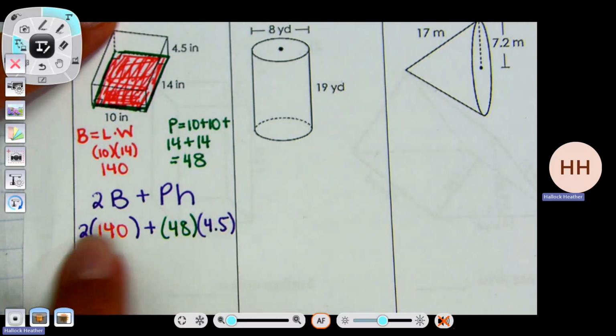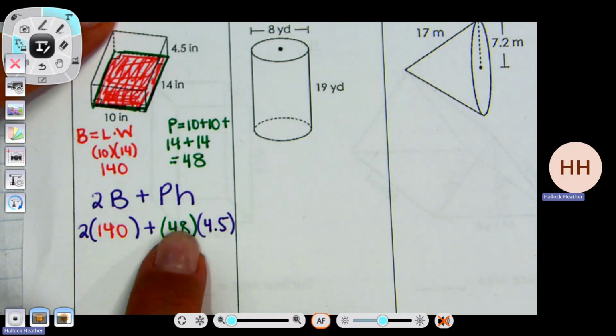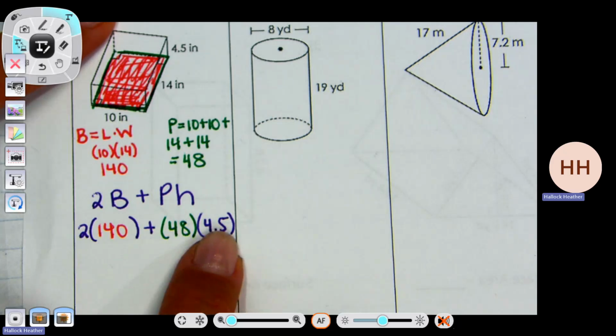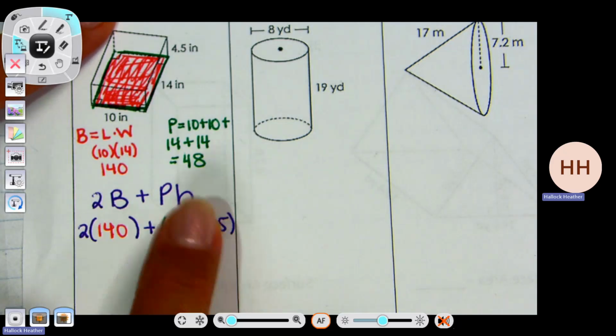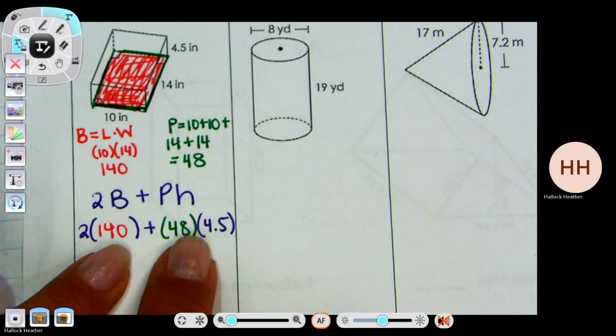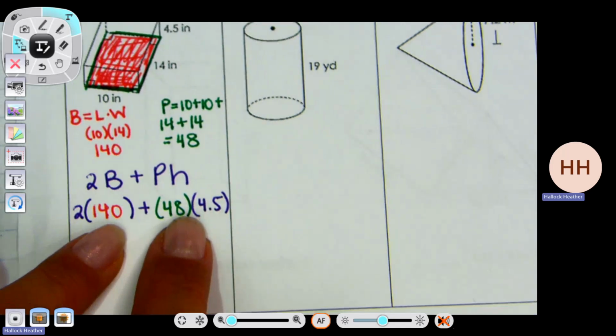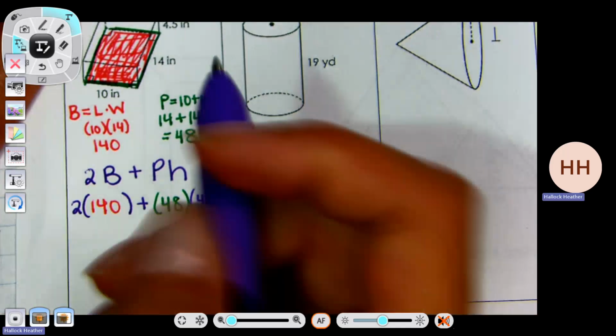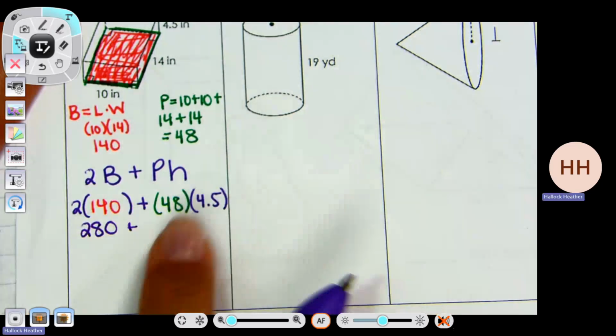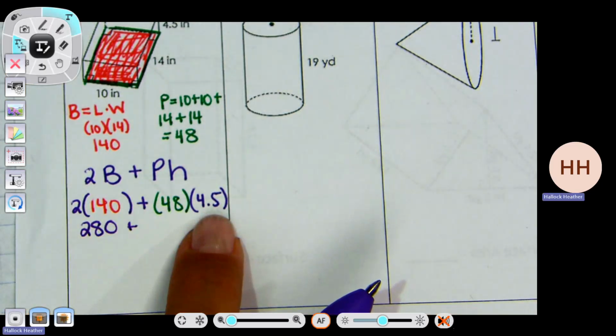So it's going to do 2 times 140. It's going to add 48 to that number. And then it's going to multiply that number by 4.5. You cannot do that. You have to multiply separately, then add them together. So 2 times 140 is 280. 48 times 4.5 is how much? 216, and then you add them together.